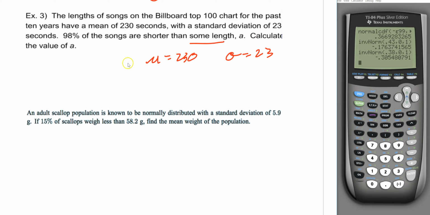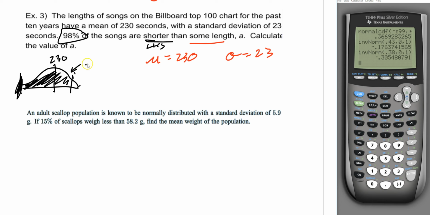So this is a classic IB problem. Classic. They love to ask questions like this. So let's draw it because it helped me, and hopefully it helps you. So this is 230. Again, I don't need to draw 23, whatever. 98% of the songs are shorter than some length. So shorter means you start on the left-hand side. If it said longer, I'd start on the right-hand side. If it said shorter, start on here. Now 98%, right? That's almost, this whole thing is 100%. So 90% is like over here somewhere. So like all of this is 0.98.